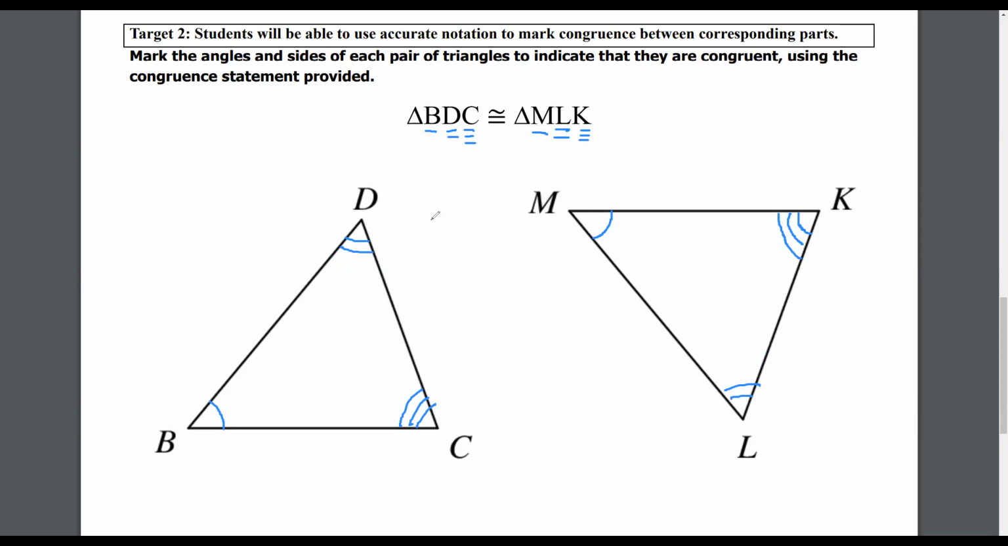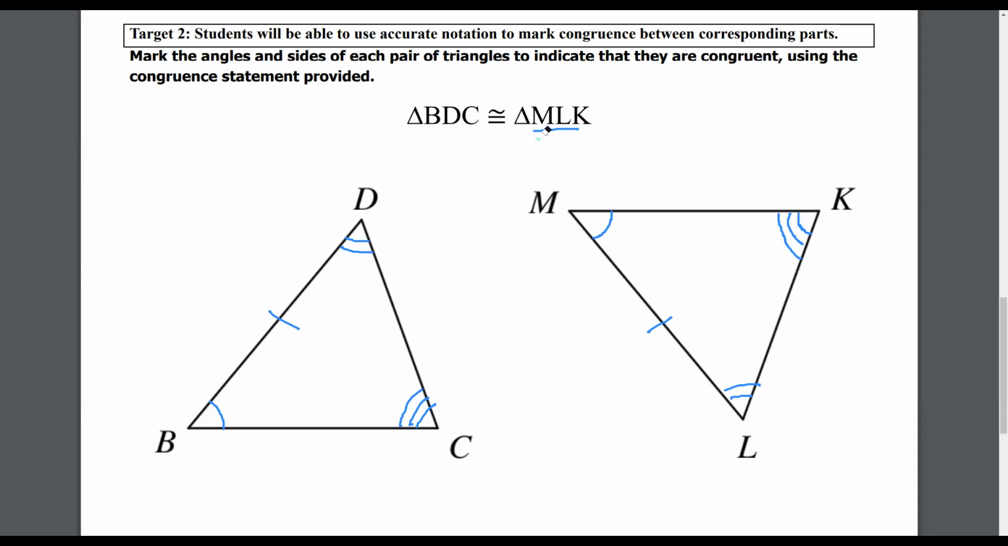Okay, so next up, I've done the angles. Now I need to do the sides, right? I can do that by using the statements here, or I can do it by just looking at the picture and the angles. Let's do it with both, okay? So if I look at BD, the first 2 letters, ML is the first 2 letters here. So BD, I'll give this, ML, I'll give this.